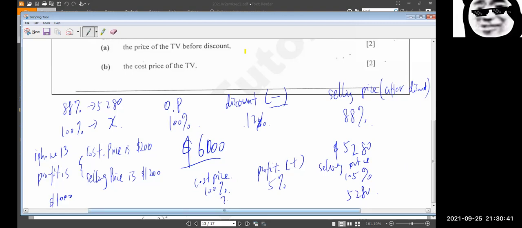So then you can find out what your 100% is. Let me just quickly use my calculator. It's okay to get a decimal number, but you need to round to 2 decimal places because we are talking about dollars here. 5280 divided by 105, times 100. So it's 5028.57.